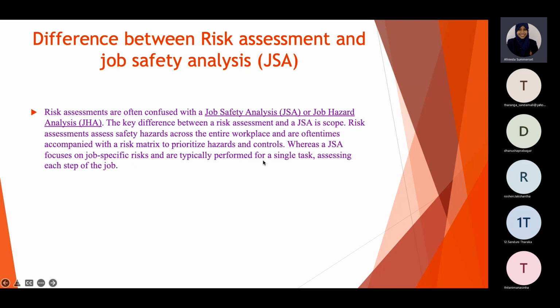This is exactly what we mean by job safety analysis, because it is something typically performed for a single task. When you are doing a job, you are just focusing on, okay, getting blue rays from your laptop screen is a single task. It's an unsafe thing that is happening to you, right? But when you look at the risk assessment, it is about the safety hazards across the entire workplace. So if, let's say, there is a voltage shortage in your microbiology lab, that can be a huge problem for the entire microbiology department.